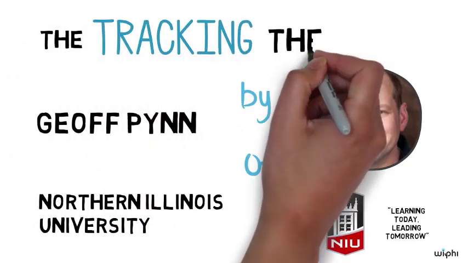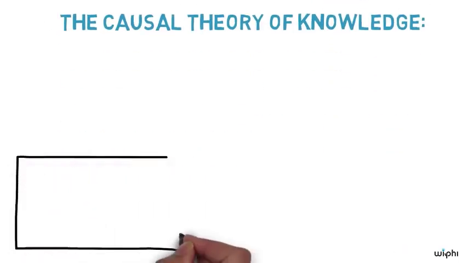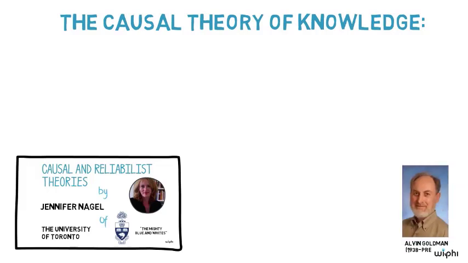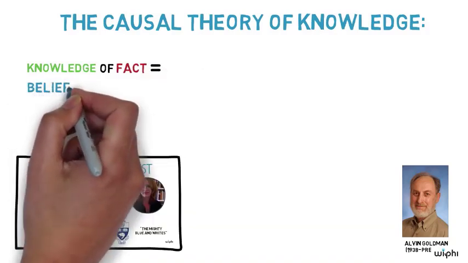Let's start by reviewing the causal theory of knowledge, which Jennifer Nagel discussed in the previous video in this series. The causal theory, invented by Alvin Goldman, says that to know a fact is to have a belief that was caused by that very fact.